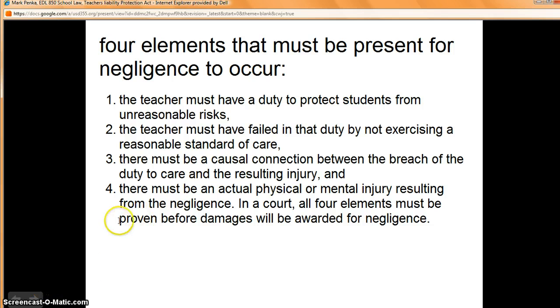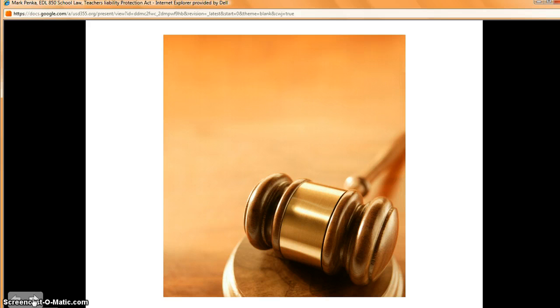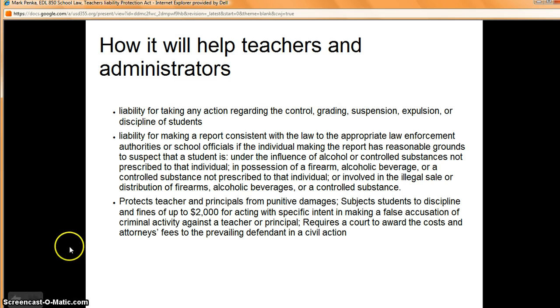If nobody actually, that was the wrong notes. If nobody actually gets hurt, if there's no mental or physical damage, then negligence cannot occur. And this was just a slide to show a courtroom decision, how it will help teachers and administration.